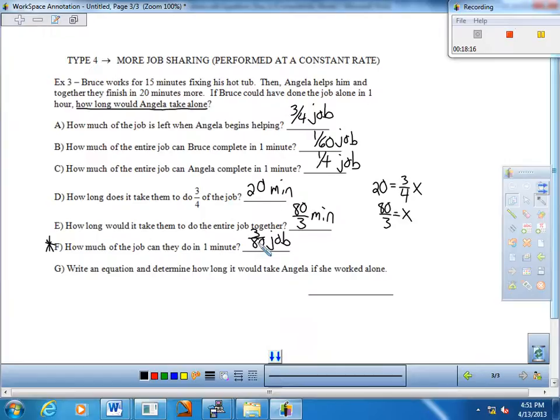All right, guys, our equation's ready. It says, write an equation and determine how long it would take Angela if she worked alone. Let's get our t. And so here's the idea. We start our stopwatch, and a minute later we stop it. Bruce can do a 60th of the job in that minute. Angela can do 1 over t of the job in that minute. We add their individual contributions, and that's how much they can do together in a single minute. And there's your equation. Wow, really nice.